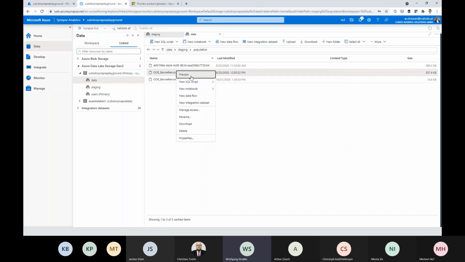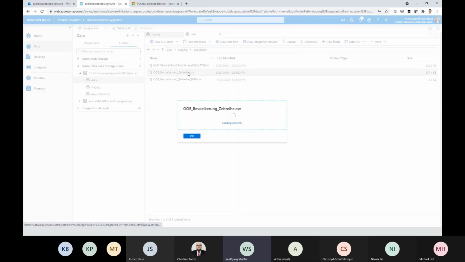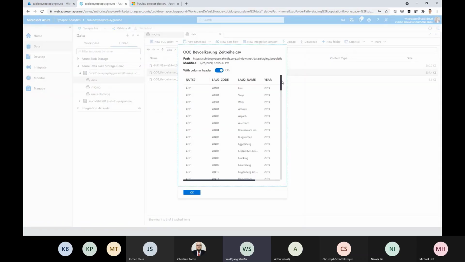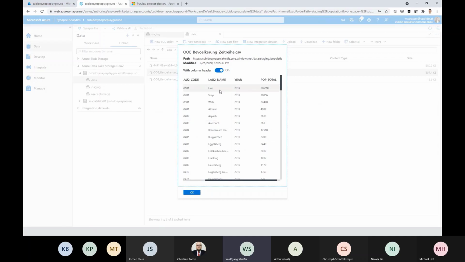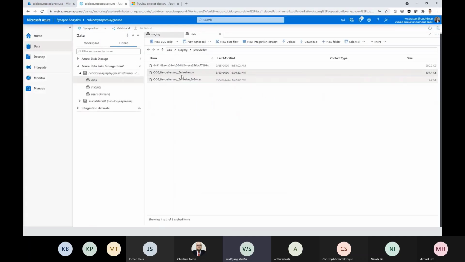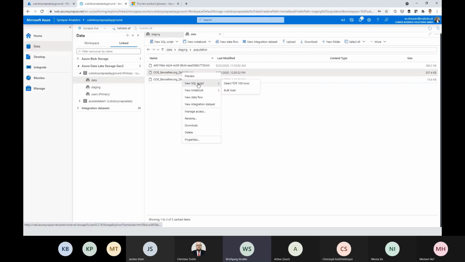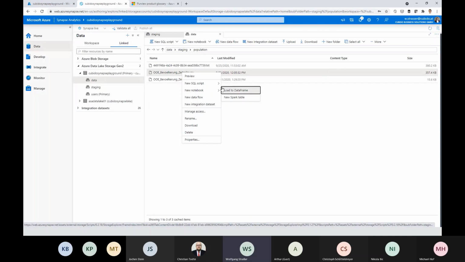And in our case, I've got one file in there, which is the population of my home country, my home region, Upper Austria. And we've got those population over time for the different cities in there. So I've just selected the context menu preview. But now we can decide either go the Spark way, so let's go the direction of Spark, or go to the SQL side.